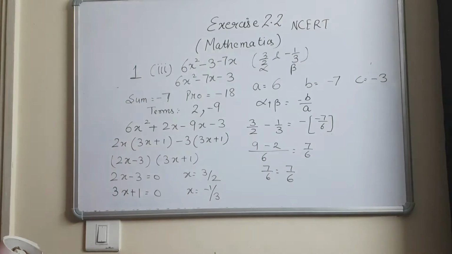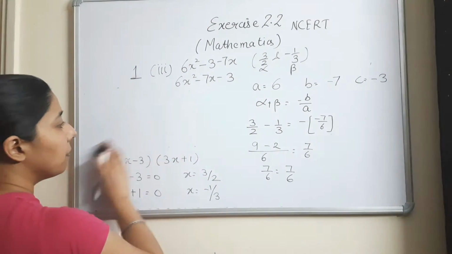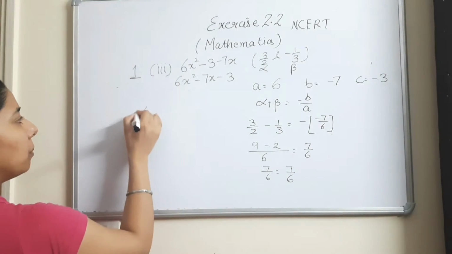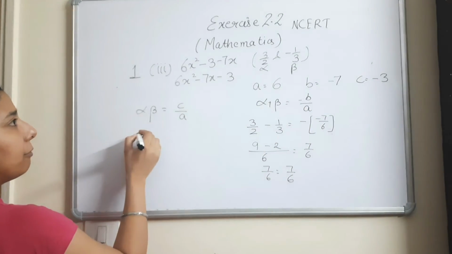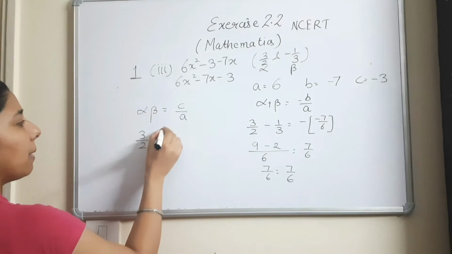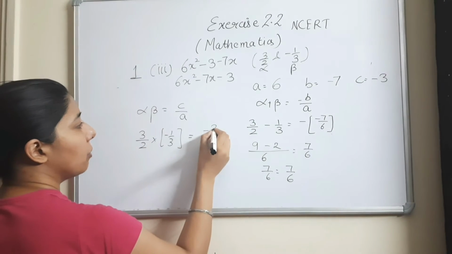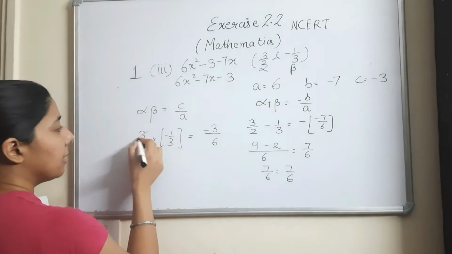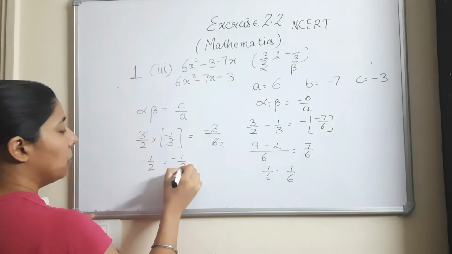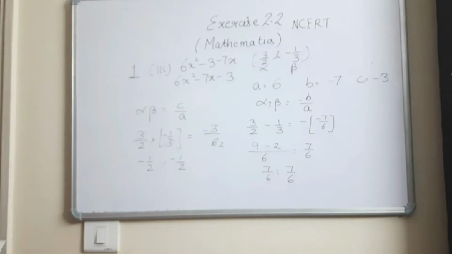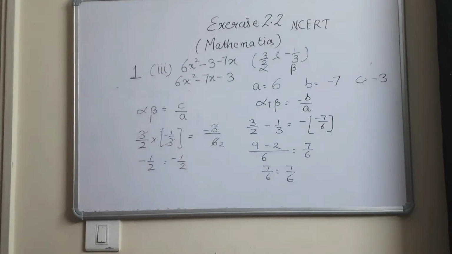Okay, so next we will be verifying for alpha into beta, that is the product of zeros. Write down. Now alpha into beta is equals to C by A. Both of these formulas are very important. Alpha into beta means 3 by 2 multiplied by minus 1 by 3 should be equals to what is C? C is minus 3 by 6. So this cancels, this is minus 1 by 2, and on cancelling this and this we get minus 1 by 2. So both the sides are equal. Minus 1 by 2 equals minus 1 by 2. 7 by 6 equals 7 by 6. So your result is verified here also.